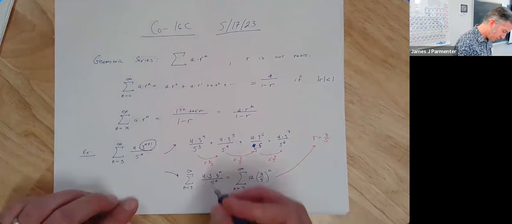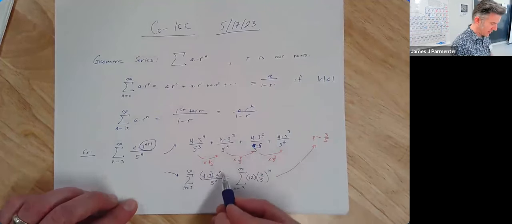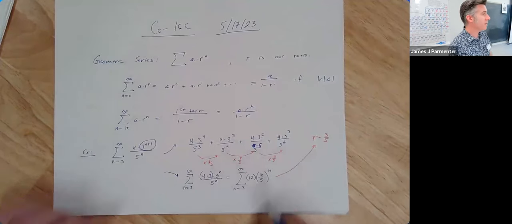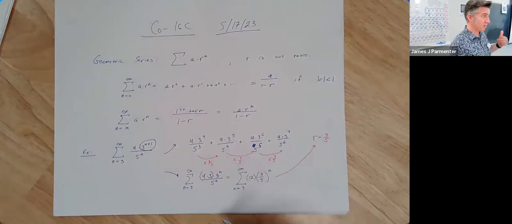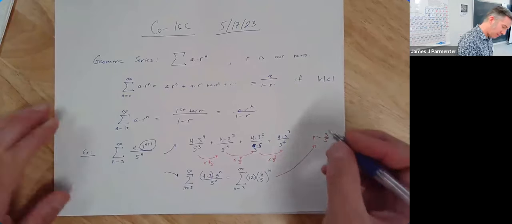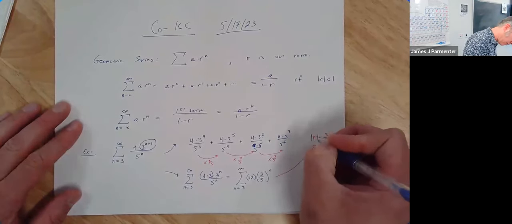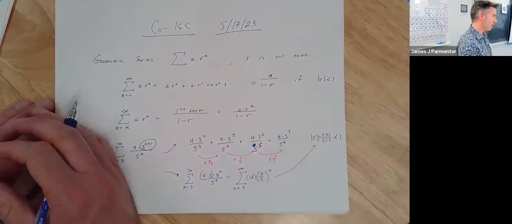And then this part here became 12. And 3 to the n over 5 to the n is the same as 3 over 5 to the n. So either way, we see that we get this. And now I can write out what it adds up to, because it's a geometric series and the absolute value of my ratio is less than 1. Or if you prefer, you can say it's between negative 1 and 1.